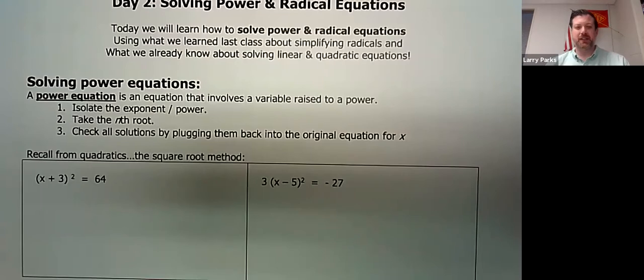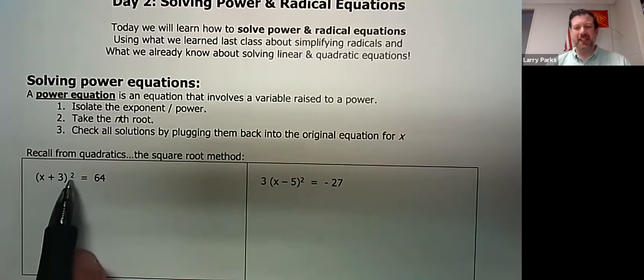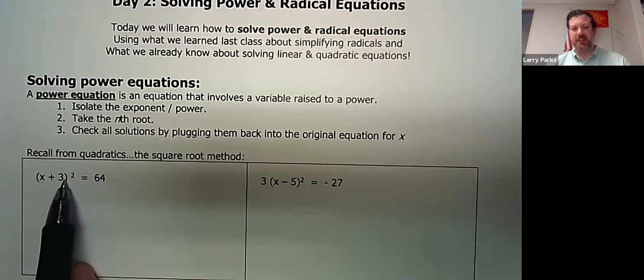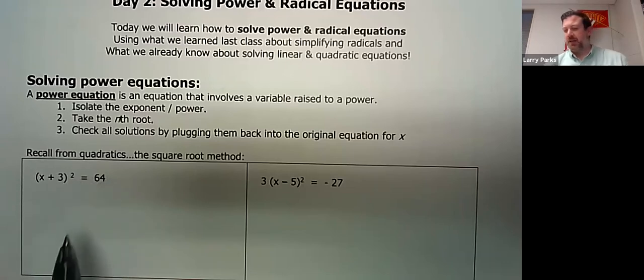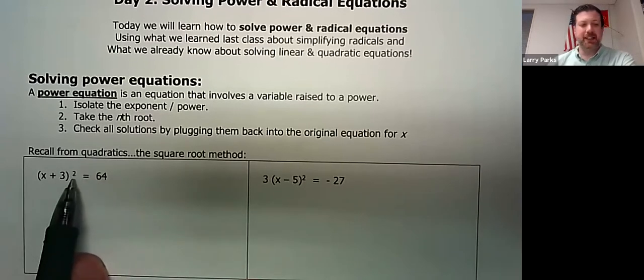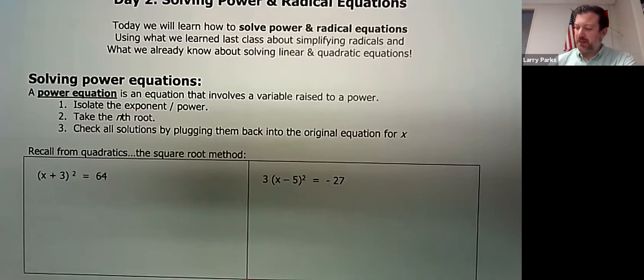So the first one, I could kind of do this one in my head, but just keep in mind that to the second power, there are 2 solutions. We talked about that. They could be the same. But I already can see one answer is 5 because 5 plus 3 is 8. 8 squared is 64. So let's go ahead and solve because the other one's not as easy to see. So I isolated the exponent. I take the square root of both sides.